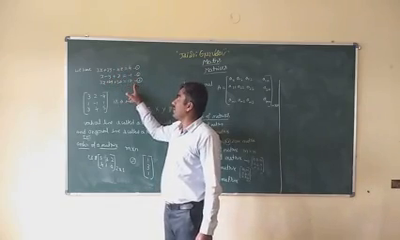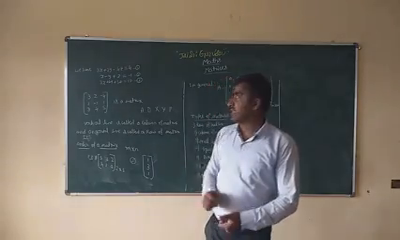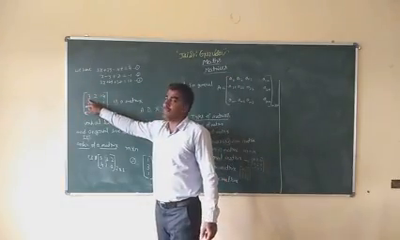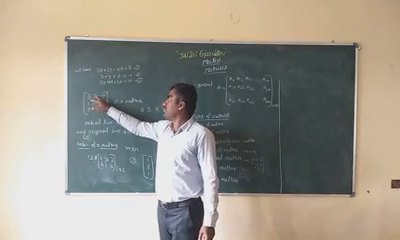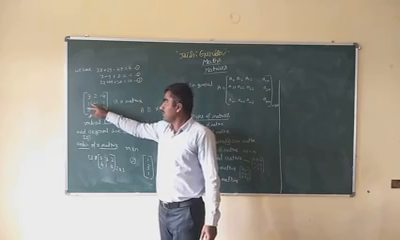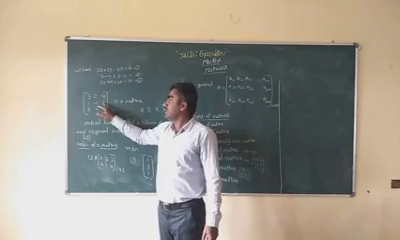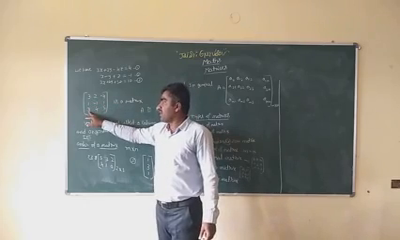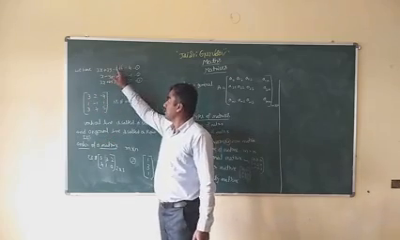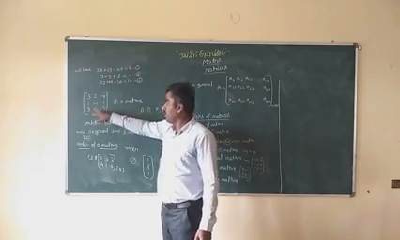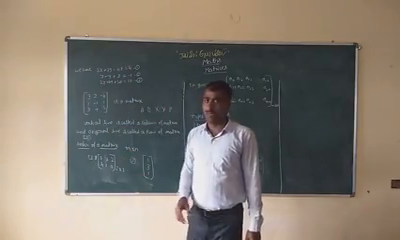Similarly, in equations 2 and 3, the coefficients of x, y, z. This is the coefficient of x in equation number 1, the coefficient of y in equation number 1, the coefficient of z in equation number 1. Similarly, the coefficients of x, y, z in equation number 2, and in equation number 3. This is the system of three linear equations. Here I have written only the coefficients of x, y, z in equations 1, 2 and 3.